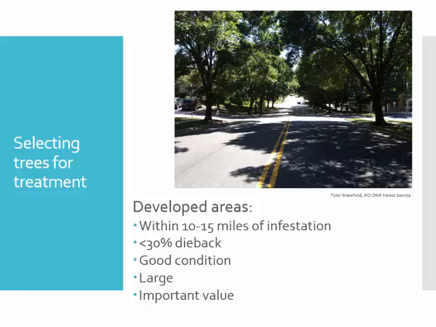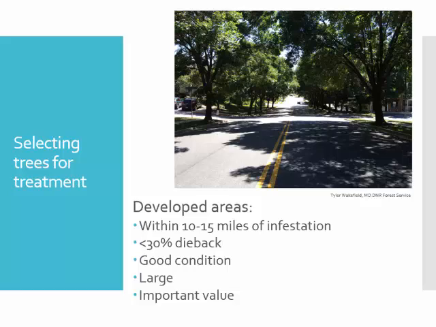So usually we recommend treatments in developed areas where you're going to have the biggest impact. You want to start treating when you're within about 10 to 15 miles of the infestation, which is actually a good portion already of the Eastern Shore. So we know we have EAB on Kent Island, St. Michael's, Easton, and Cambridge.